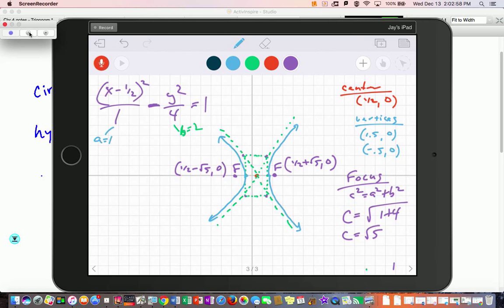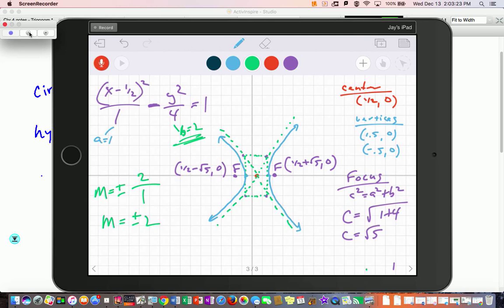Now, one other thing they do talk about, and you need to know slope when you talk the asymptotes. So I always teach it that the slope is plus or minus the a or the b that comes from y. So 2 goes on top, 1 on the bottom. So slope equals plus or minus 2. So when you look at these slopes, you can find that.